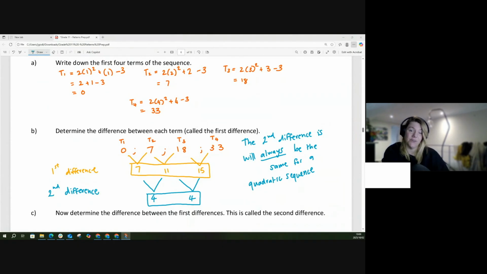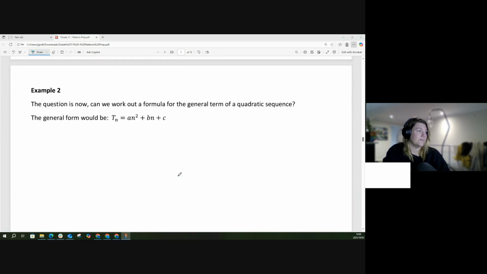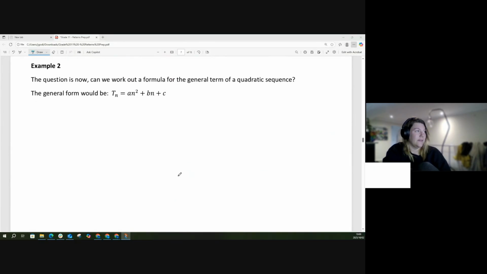Okay, so take a screenshot if you would like. And then we're going to figure out a formula to figure out the general term of a quadratic sequence. Okay, so the question is now, can we work out a formula for the general term of a quadratic sequence? So the general form would be Tn equals an squared plus bn plus c. Cool.